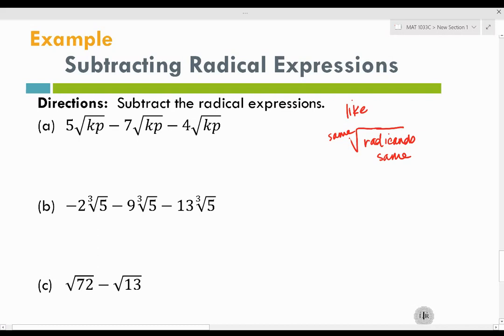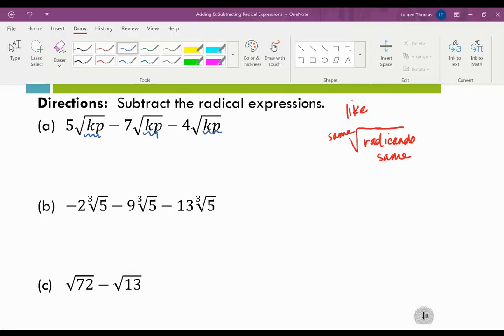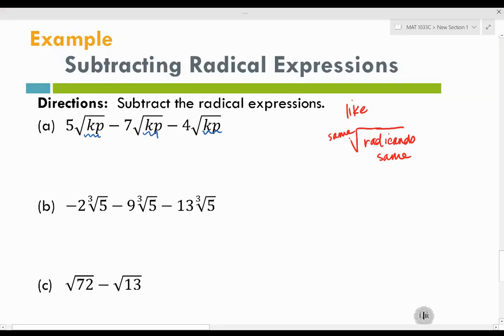It says 5 square root of kp minus 7 square root of kp minus 4 square root of kp. So we're looking at their radicands first. The radicand is the expression that sits underneath the radical symbol. In the first one, it's kp, kp, kp. All of those are the same. Next, we check to see if our indexes are the same. On the first one, there's no number sitting on the hook. When there's no number there, it's understood to be 2. Same thing for the second one and the third one. So we've established that these are like radicals. Their radicands and their indexes are the same.